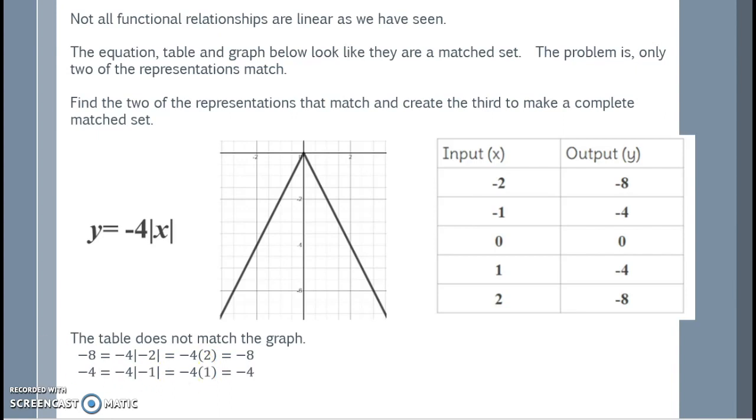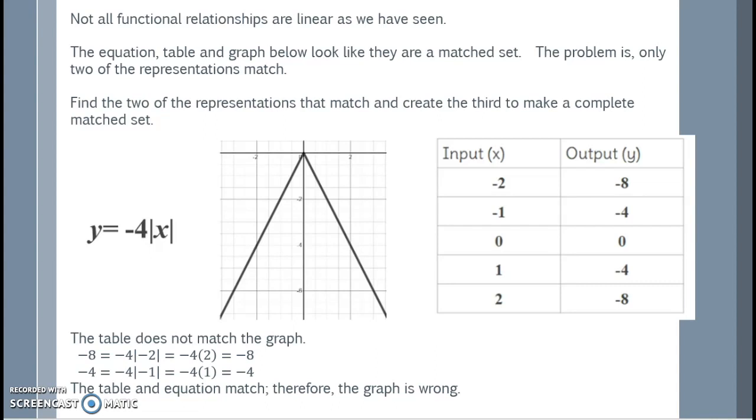Yes, it is. We should double check another point just to make sure. So is -4 equal to -4 times the absolute value of 1, which is -4 times 1, which is -4. So this is the correct match together. So the table and the equation are matching. Therefore, the graph is wrong.